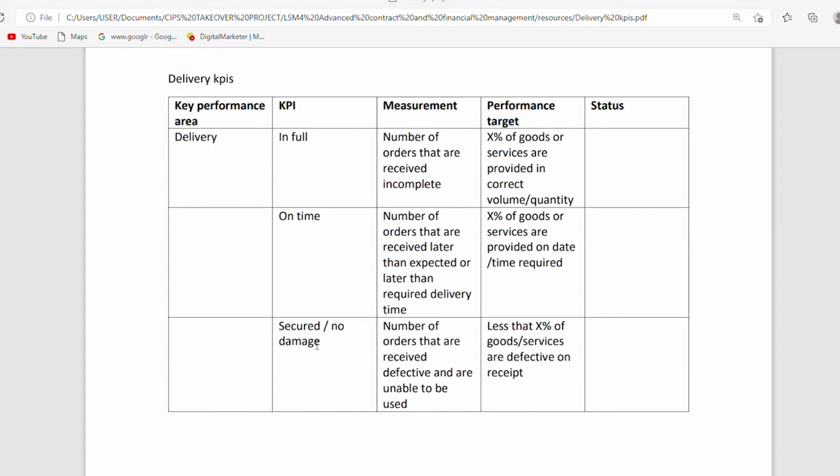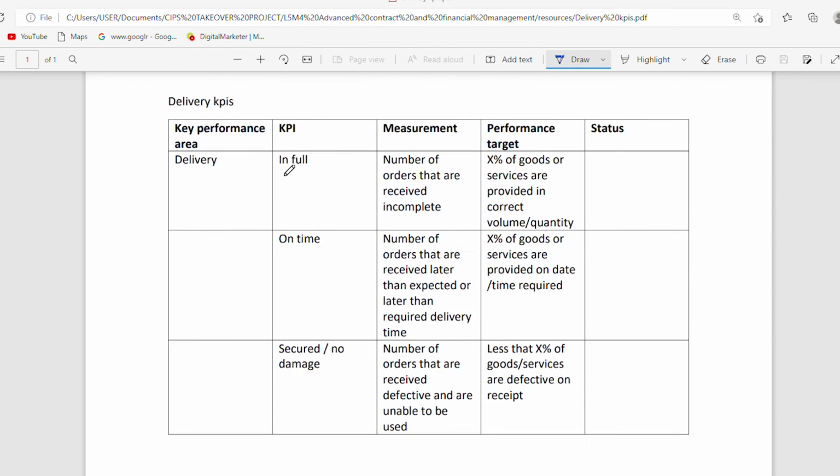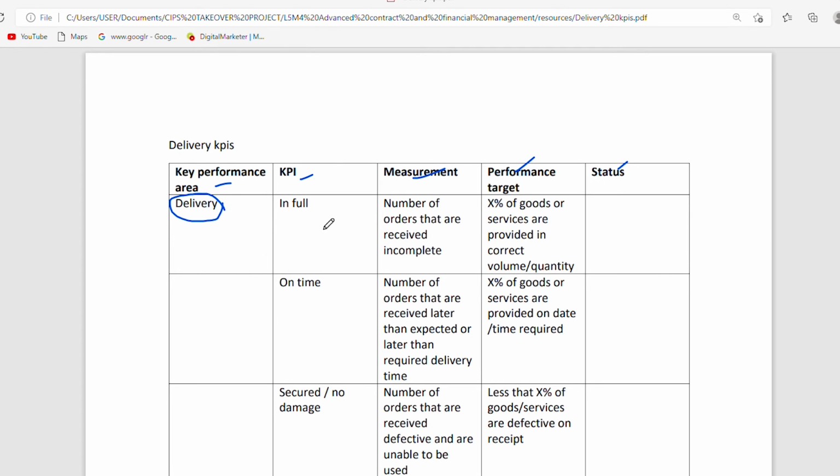Well, in terms of delivery KPI, here's an example of how you can work that one out. So in this case, you have the key performance area, the KPI, what exactly you're going to measure, its target and the status, right? The key performance area, in this case, is delivery. And the KPIs, you have three: delivery in full, delivery on time, and then secured or no damage, right?